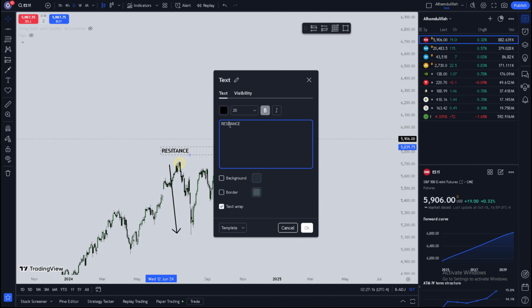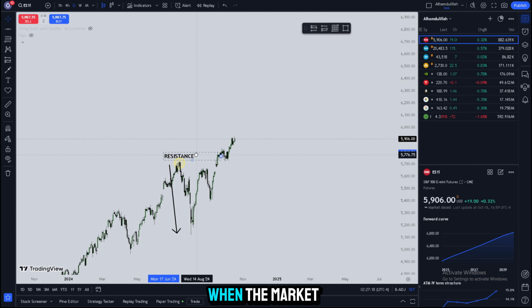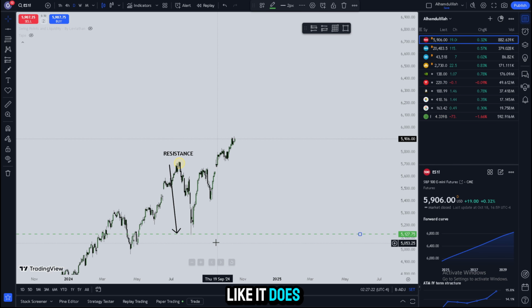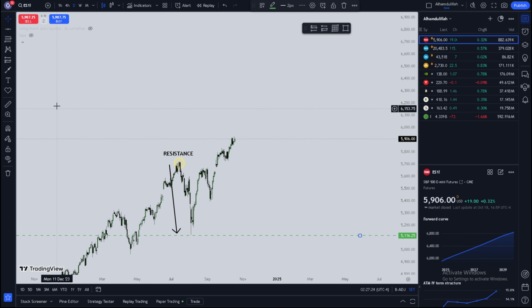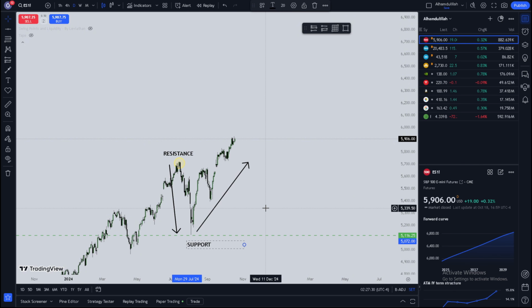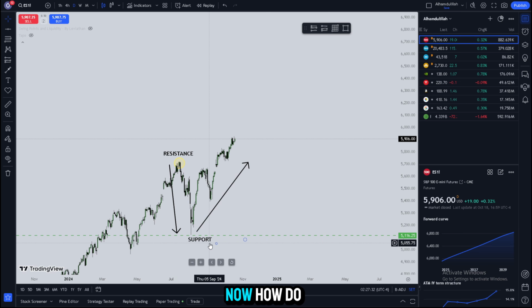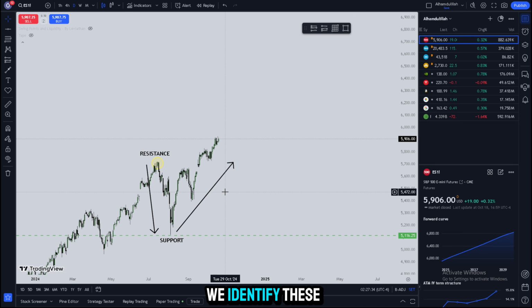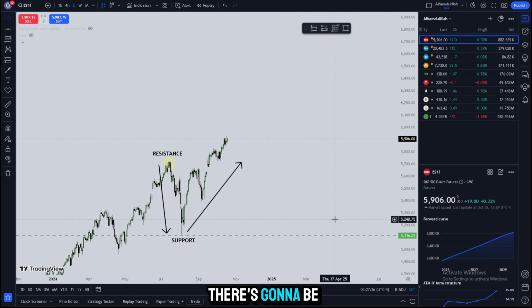Okay, so when the market makes a top, it's going to be called resistance. Now, when the market decides to make a floor and makes a bottom, like it does right here, for example, and then the market decides to bounce, that's going to be an area of support. Now, how do we identify these congruent areas? There's going to be multiple examples, and there's going to be multiple ways we can use these reversals to our favor. So you guys can either do one of two things.